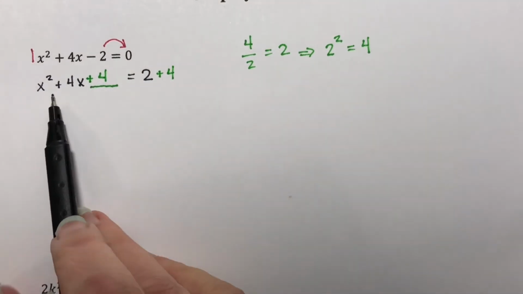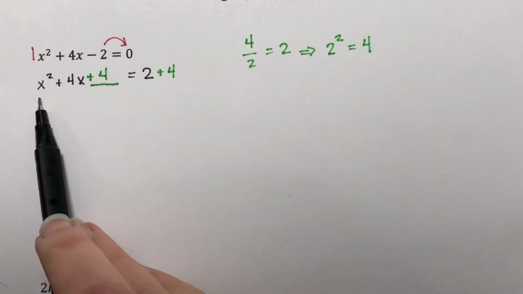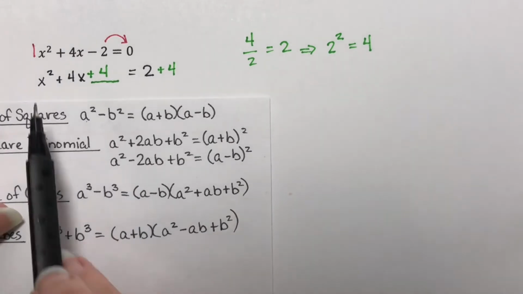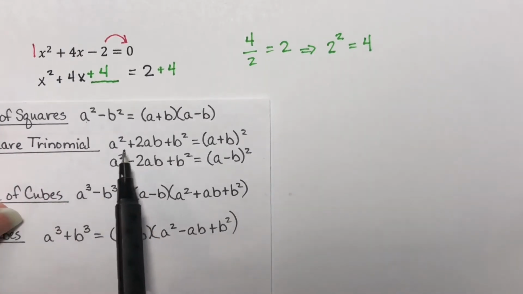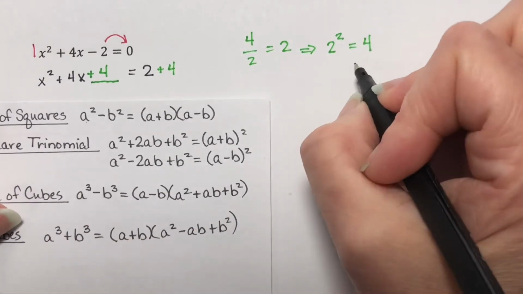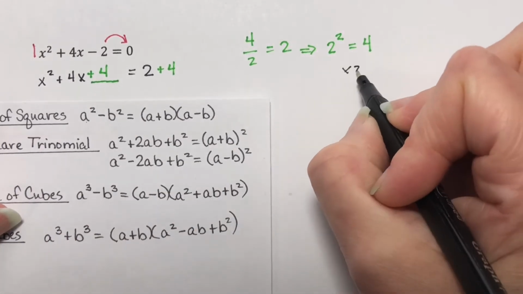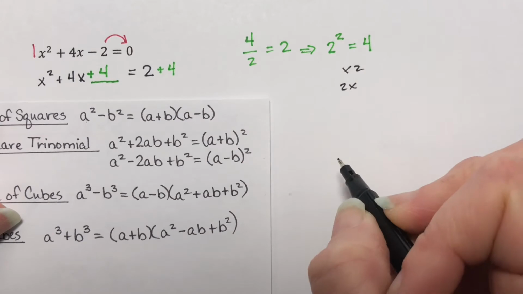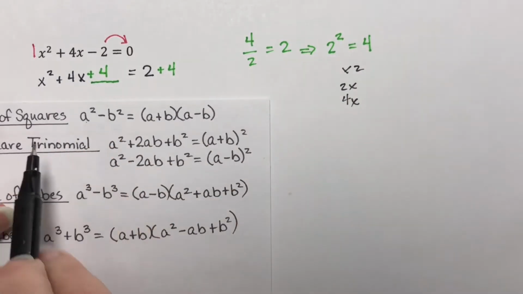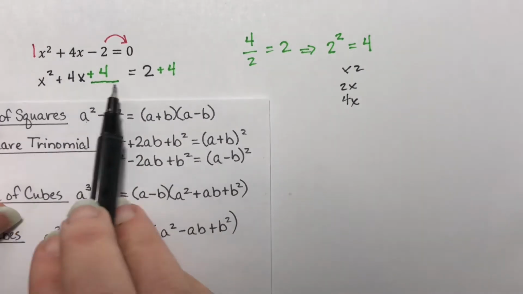Now, if we've done this correctly, we should have a perfect square trinomial right here. And that requires perfect squares on the ends, which we do have. If you take the square root of each of these, which would be an x and then a 2, so that would be 2x. If you take that and you double it, you get 4x, which is the middle term here. So we should have a perfect square trinomial.